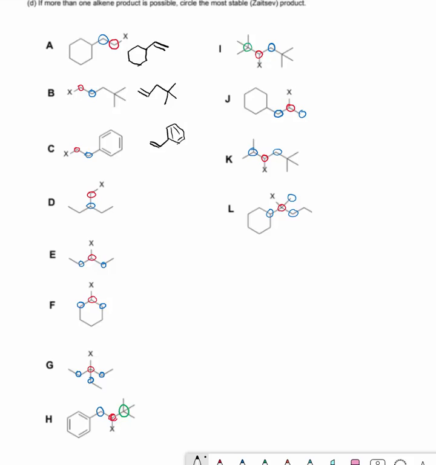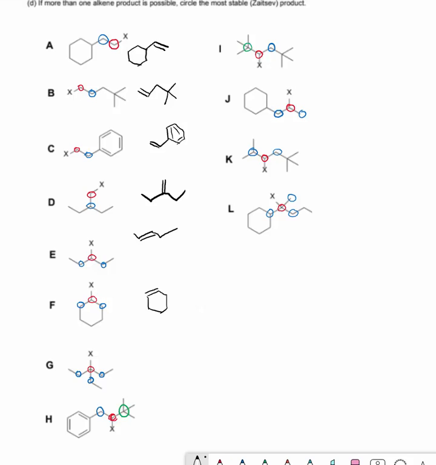For D, we only have the one beta carbon. For E, these are chemically equivalent. So I could draw this or I could draw this. They're both going to be named trans 2-pentene. They're the same compound. For F, again, we have some chemical equivalents here. So I could fall to this beta side or I could fall to this beta side. Either way, this is cyclohexene.